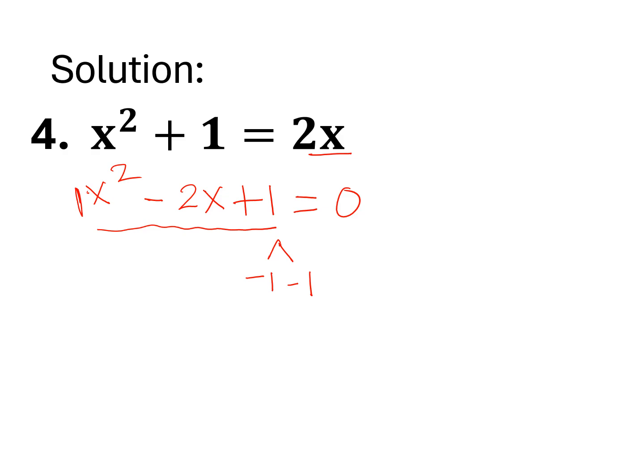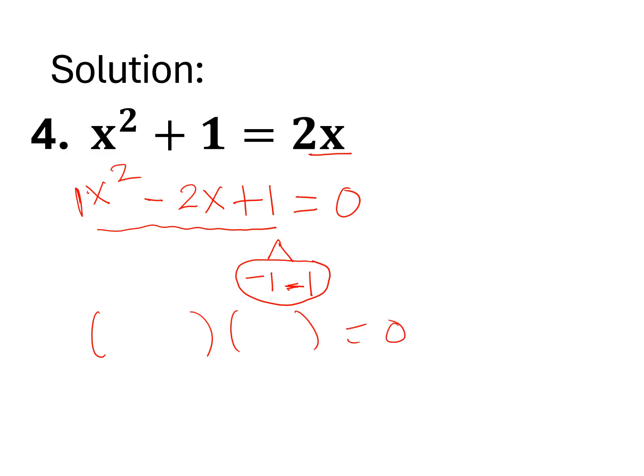If we multiply these two numbers, negative 1 times negative 1, that is positive 1. Remember, when multiplying negative numbers, the result is positive. If we add these two numbers, the result is negative 2. What's the rule? We just copy the sign, then add. So we will use these two numbers to get the two factors.